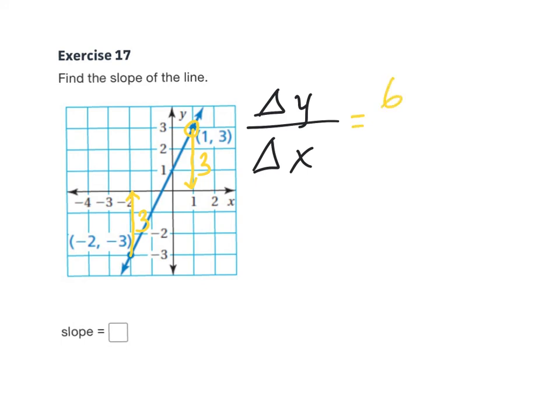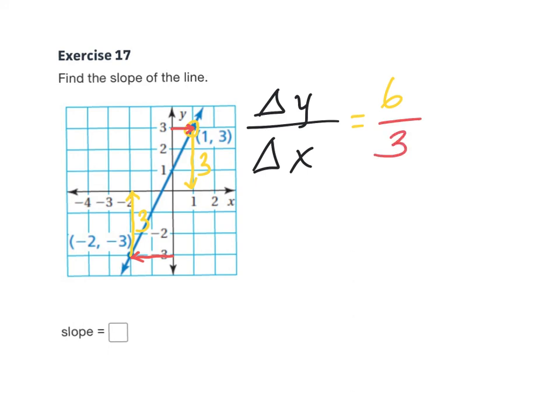Okay. And then my change in x is, we have right over here, so I'm going, here's 1 unit to the right, and then this one, so change in x is the horizontal change, so I'm going 2 units over here, so my change in x is 3.